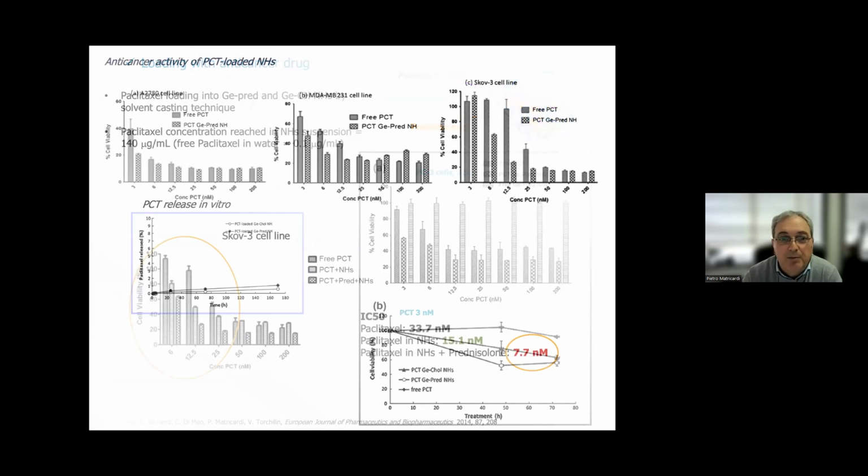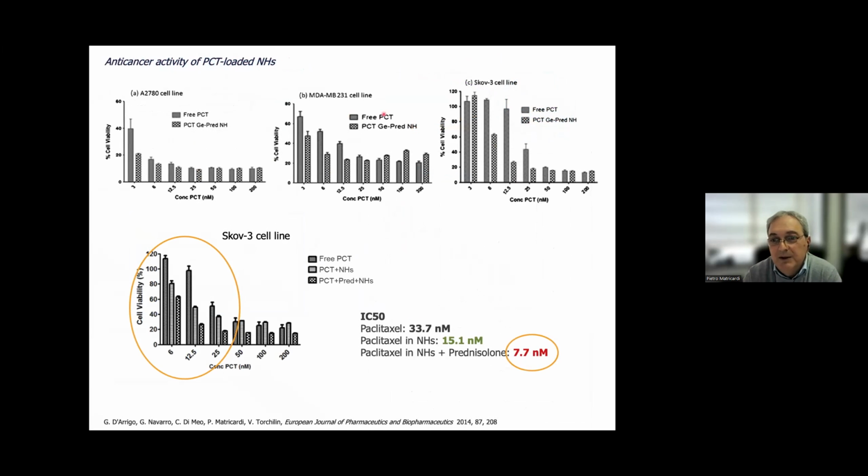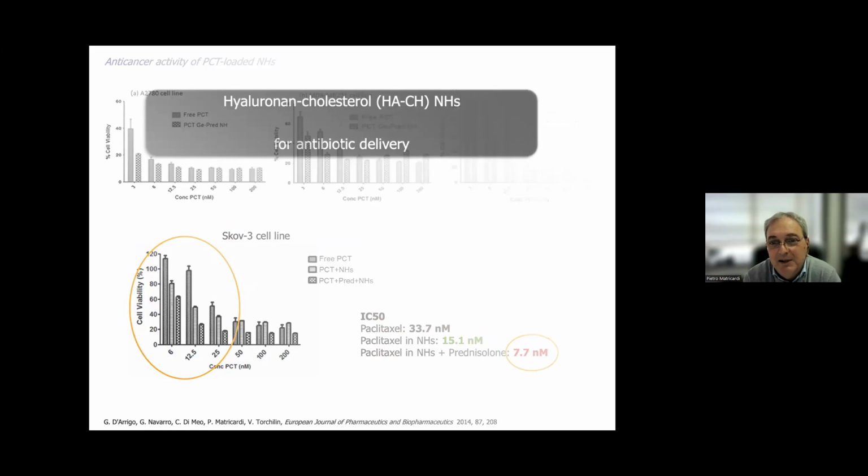And I would like to skip, we tested this effect on different cell lines, and with ovarian cancer cells, the so-called ES2 cell line, we obtain a reduction of the IC50 from 33, of the free paclitaxel, we obtain 7.7 nanomolar IC50 of paclitaxel prednisolone. So it means that it is effective. So the dual drug therapy is possible by using this kind of drug delivery system.